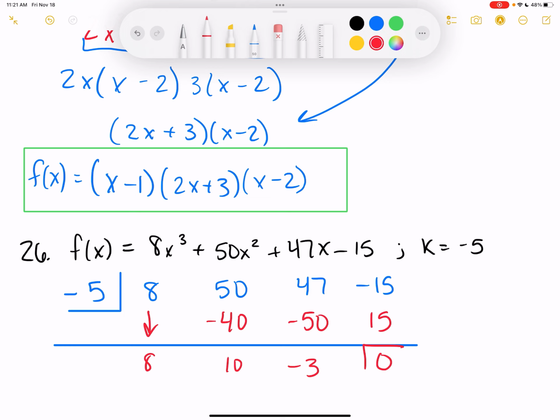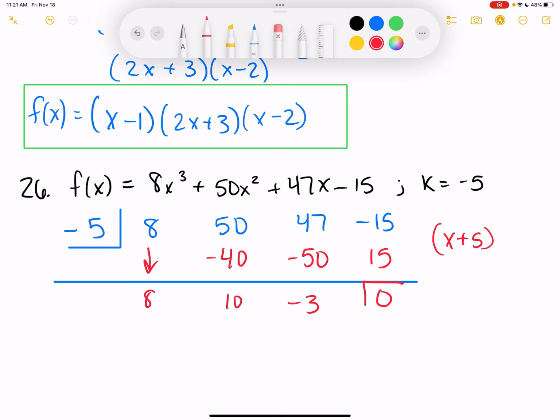So then we know that's a 0, so that means when I move it over, x plus 5 is one of my factors. So then I have, this was a cubed term, so it's now a squared term, so 8x squared plus 10x minus 3. So factors of negative 24 that give you 10.